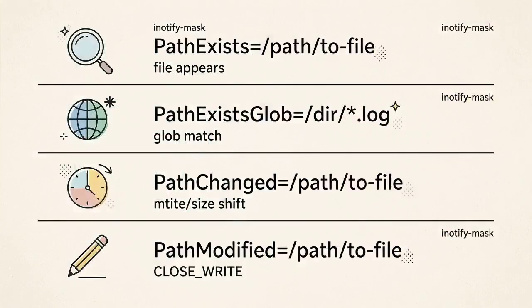Four directives form the core of any path unit. PathExists fires when a file appears. PathExistsGlob is the glob variant, matching patterns like *.log. PathChanged triggers on metadata or content shifts, like time or size moving. PathModified is similar, but tuned to the close_write inotify mask, emphasizing write completion rather than broader touches.